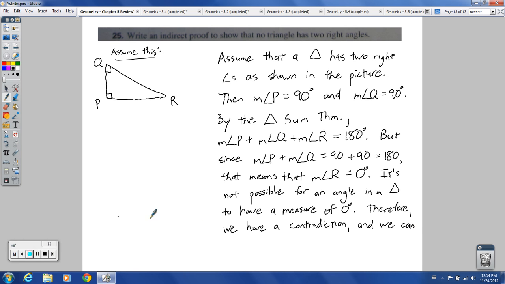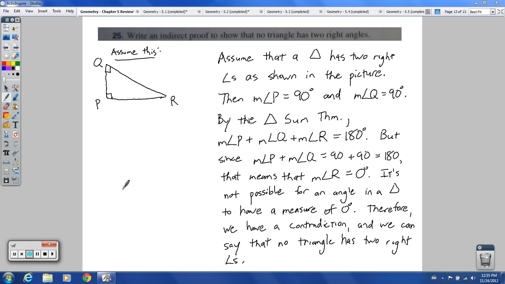and we can say that no triangle has two right angles. So we assumed the opposite of what we wanted to prove was true. We got to a contradiction. That means what we assumed at the beginning could not be true, therefore the opposite of that has to be true. The opposite of that being that no triangle has two right angles.